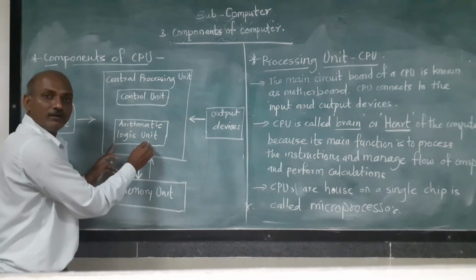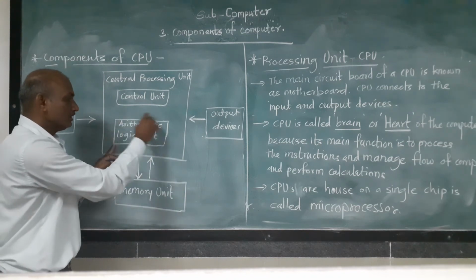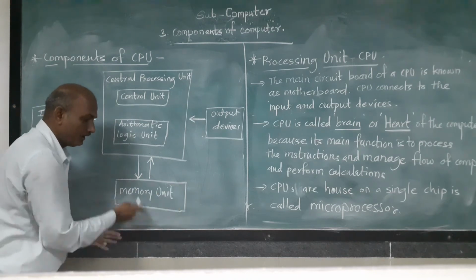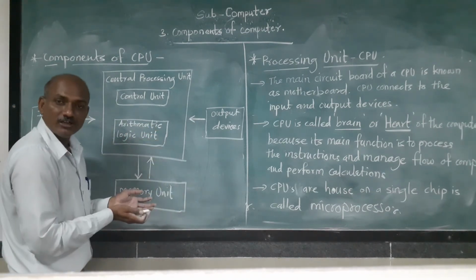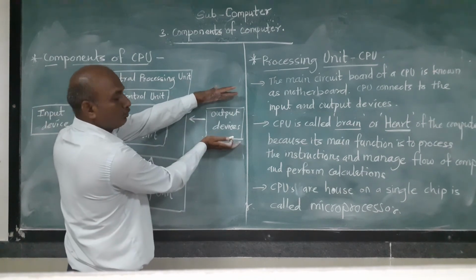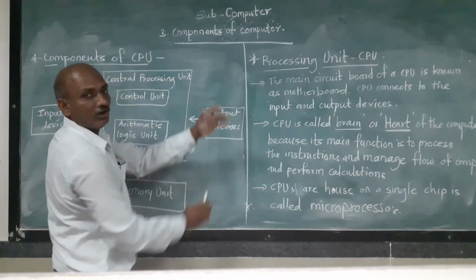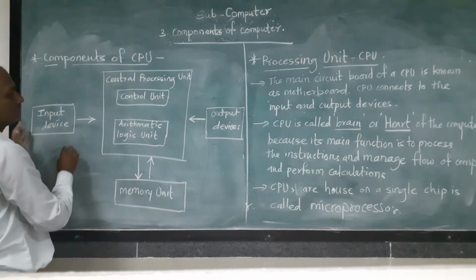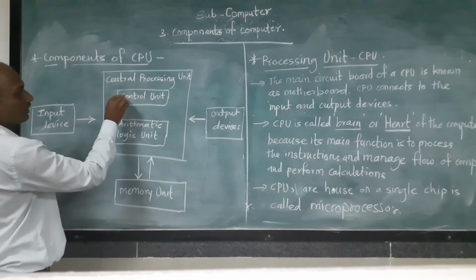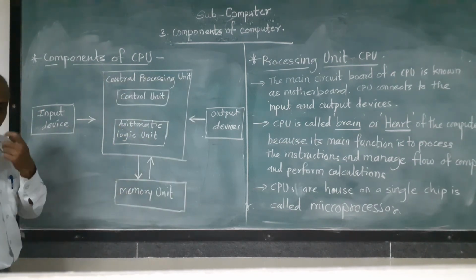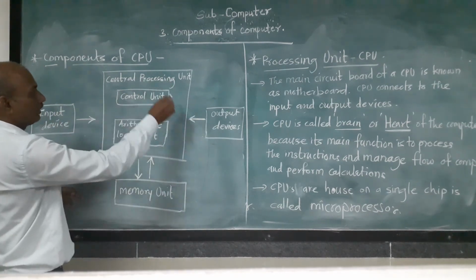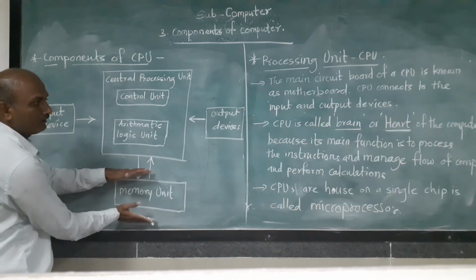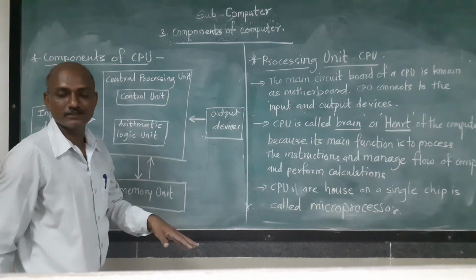After calculation of a mathematical problem or any instruction, that result is stored in the memory unit. And after storing in the memory unit, the result is displayed on the output devices. These are the components of the CPU. Input devices are attached to the CPU, and the CPU has a control unit, an arithmetic logic unit and a memory unit. After controlling the whole system, calculating, and storing the data in the memory unit, it displays the result on the output devices.